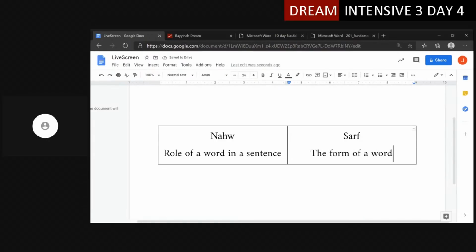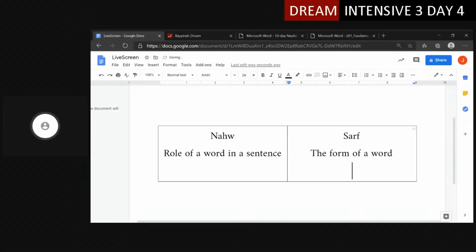Okay, Nahu is the role of a word in a sentence, while Sarf is the form of a word. So we'll use the hardest one, and hopefully, if you guys can understand the hardest one, then everything else will make sense. There's fa'il in Nahu, and there's ism fa'il in Sarf. Okay? Fa'il in Nahu, ism fa'il in Sarf.